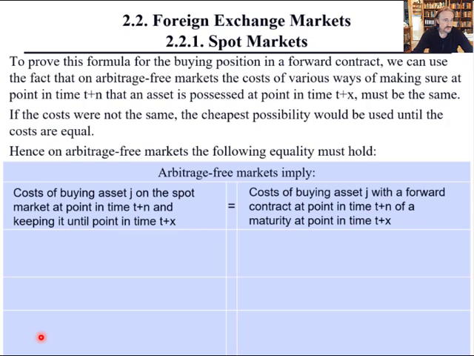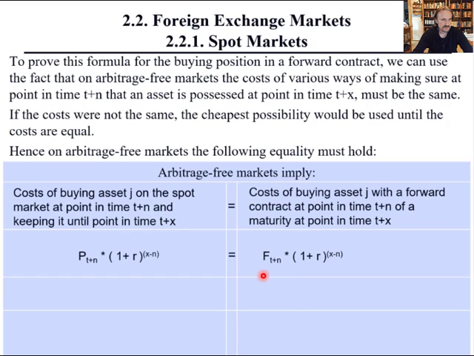Now, what are the costs of these two possibilities? The costs of the first possibility are the interest costs of buying the underlying asset at point in time t plus n. So this is expressed by the price which we have to invest to buy the underlying asset times the interest factor to the power of the remaining time. These costs must be equal to the costs of buying the underlying asset with the help of a forward contract.